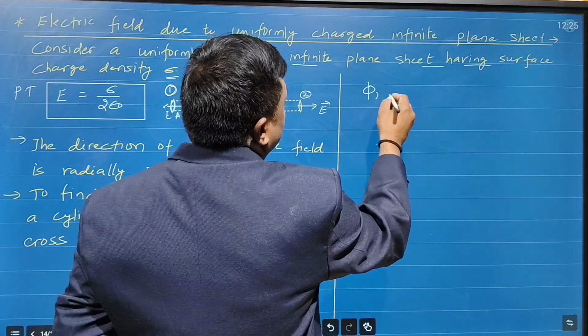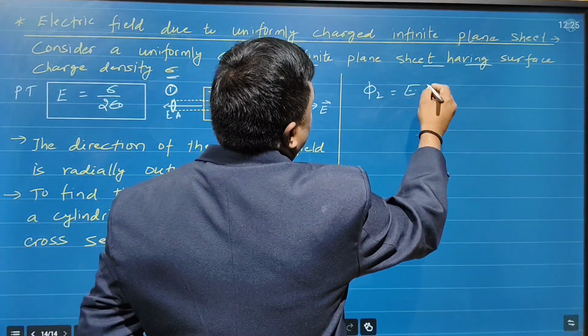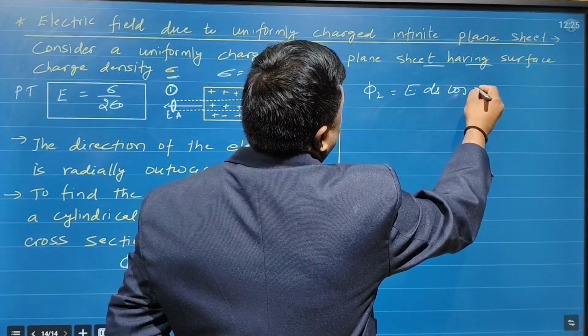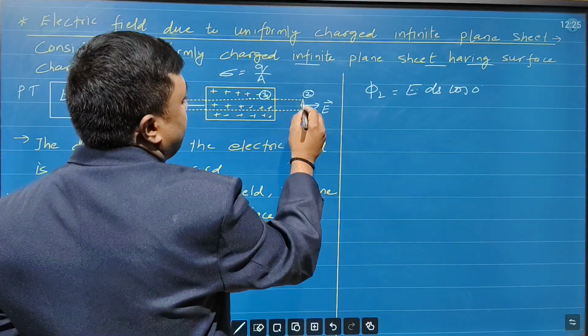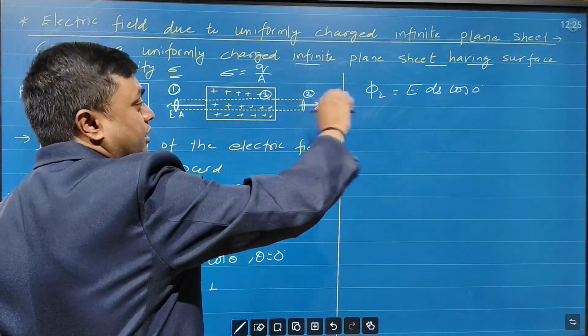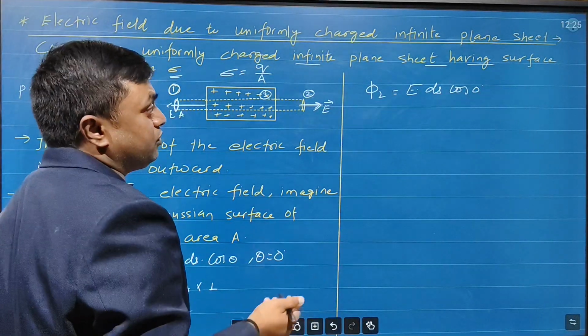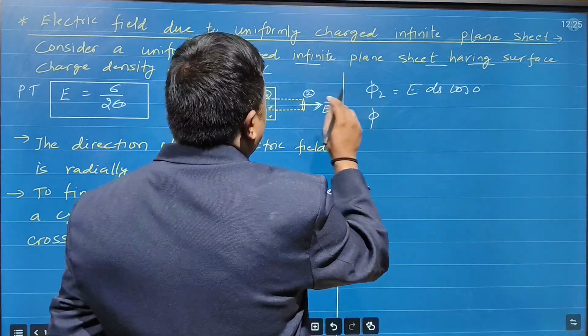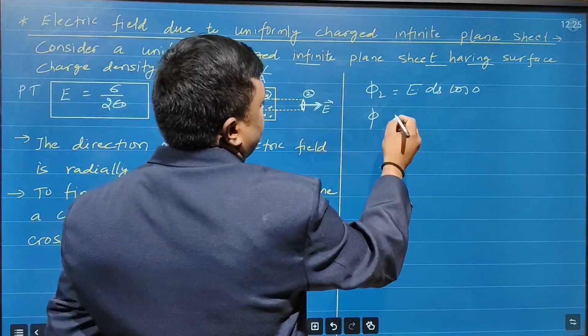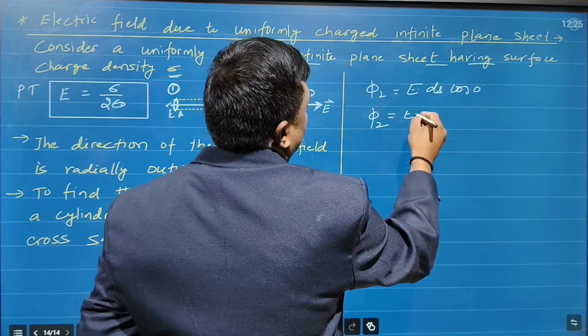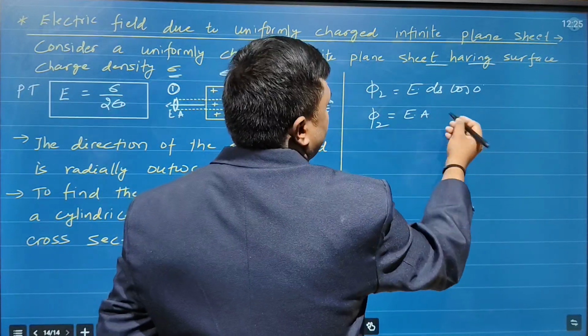Similarly, what is the flux through surface 2? Flux through surface 2 is E ds cos 0. Here also the electric field is in this direction and the area vector is in the same direction, so theta is 0 degrees. This area is A. So we can write flux 2 is E into A. Yes or no?